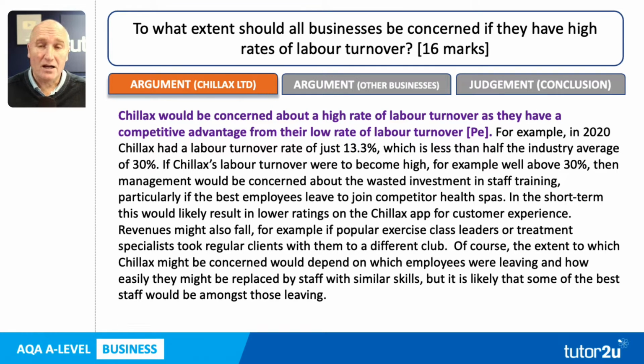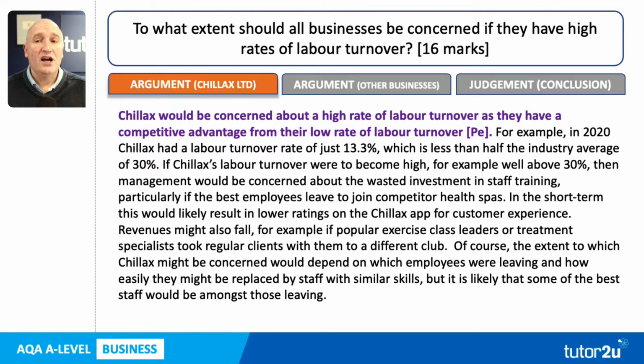As always, we're using a pecan pie approach here because we need a little bit of evaluation. You don't have to, but I've added a little bit of evaluation at the end of this argument. But we start with our point explained. Chillax would be concerned about a high rate of labour turnover as they have a competitive advantage from their low rate of labour turnover. Full stop. Point explained. Don't go any further. It's then over to you to develop that point with your contextualized analysis.